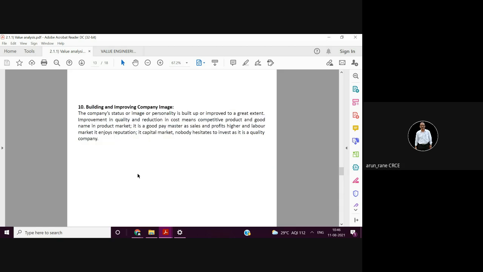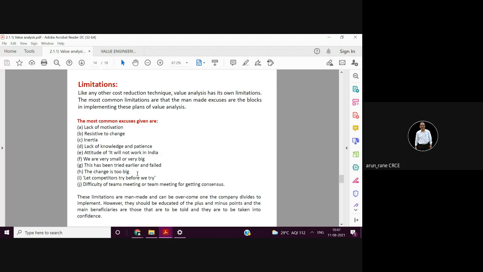Of course, all this will lead to building up a company image, and your flag. You have to see that your flag is always rising, and it's not only for a manufacturing company. It can be anything. It can be a service sector. It can be an educational institution, organization, anything.